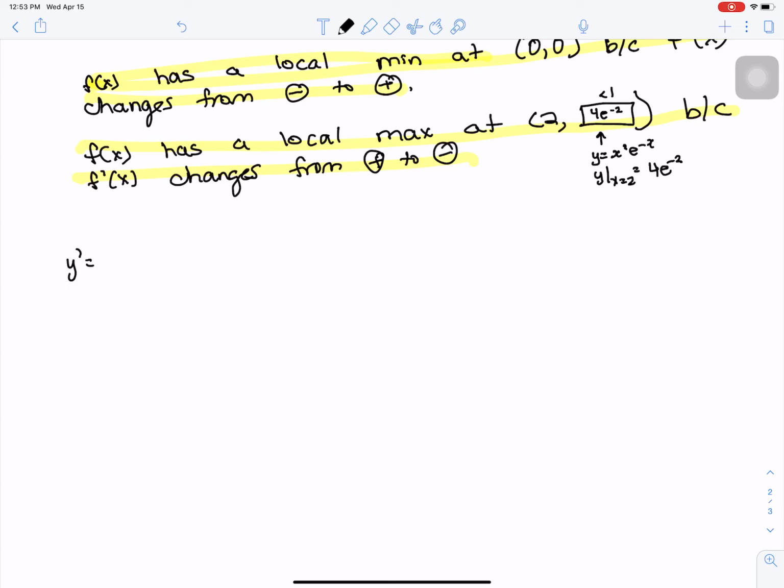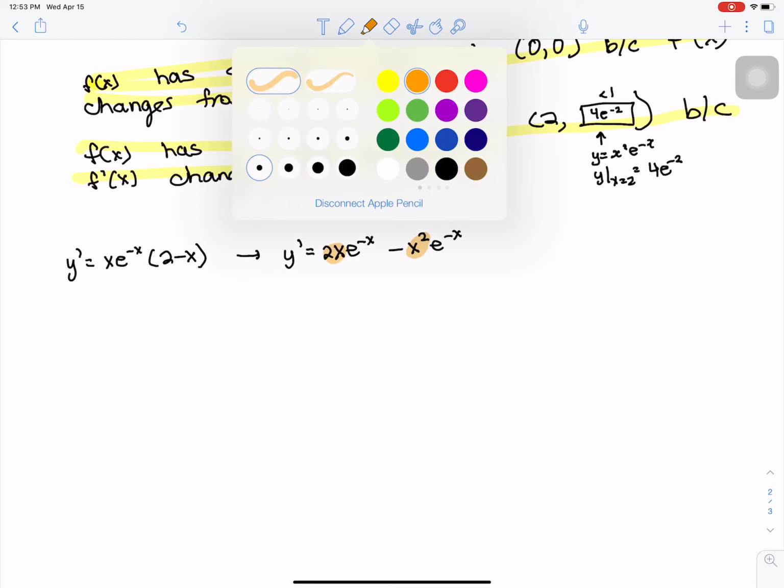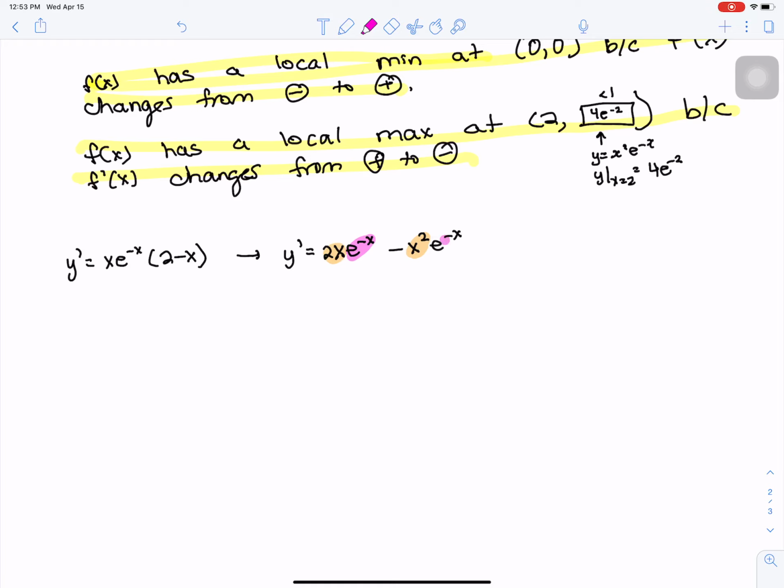My first derivative simplified was x e to the minus x, 2 minus x. Now when I do the second derivative, I'm just going to distribute this out to make my life a little bit easier. I'm going to get 2x e to the minus x minus x squared e to the minus x, and I'm going to treat it as product rule. So there's one function and another, and then this will be another, and I'll do 2 sets of product rule.